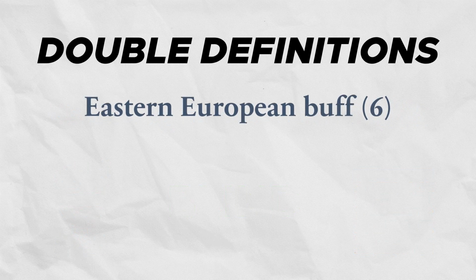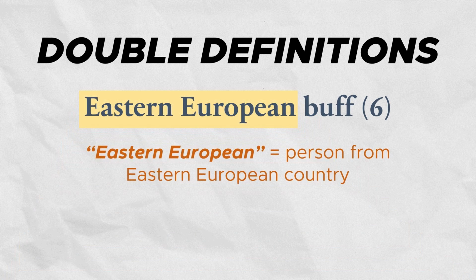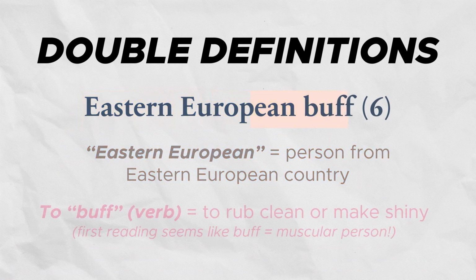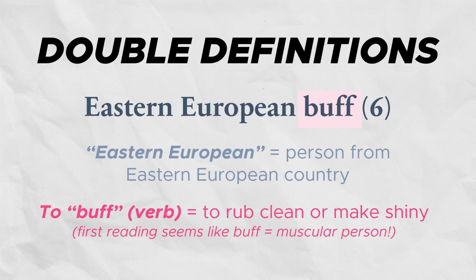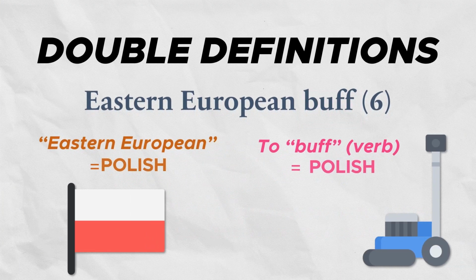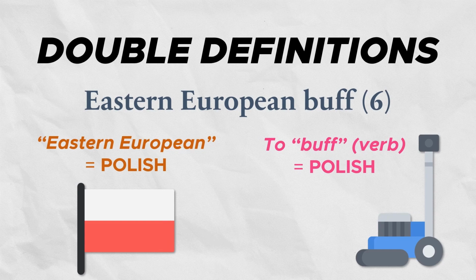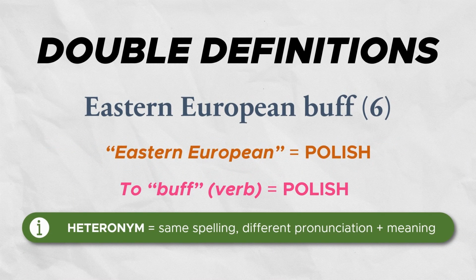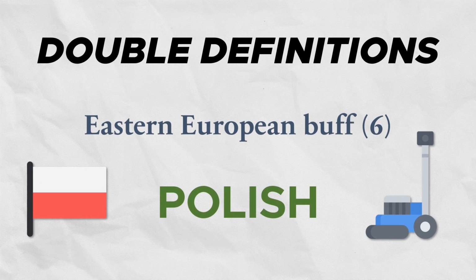Eastern European, buff, 6 letters. Eastern European could refer to someone from an Eastern European country. Buff, in this case, we should interpret as a verb meaning to rub clean or make shiny. But the first reading makes it seem like buff is a noun meaning a muscular person. Buff. So what word could refer to both of these? Well, an Eastern European could be a Polish person, someone from Poland. To buff could also mean to polish, as in polishing a floor. Note that these are heteronyms, words that are spelt the same but pronounced and mean different things. So the answer here is Polish or polish.